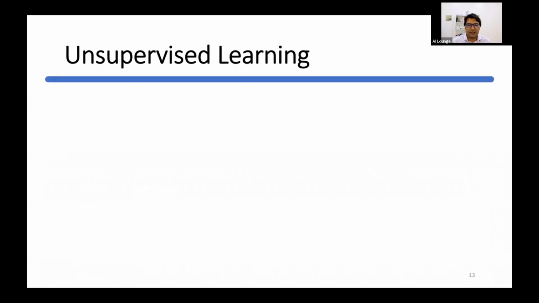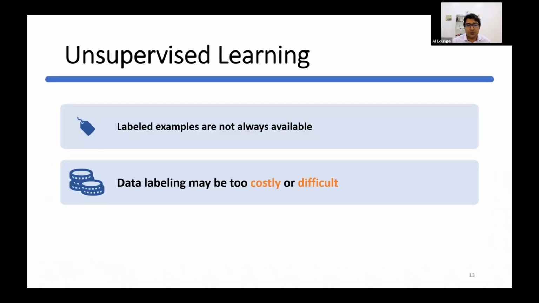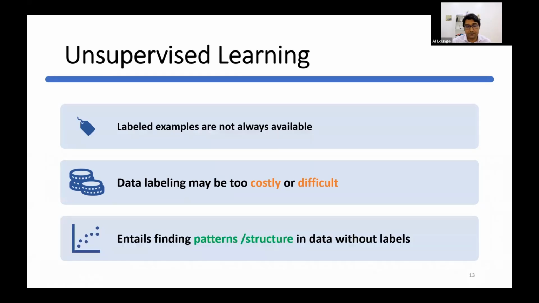Now let's talk about unsupervised learning. With unsupervised learning, we typically do not have labeled examples available. That's generally because labeling the data may be too costly or it may be too difficult. However, this should not stop us from making smart decisions based on the data that we have. And so unsupervised learning, therefore, often entails finding patterns in data without labels. So let me give you an example.